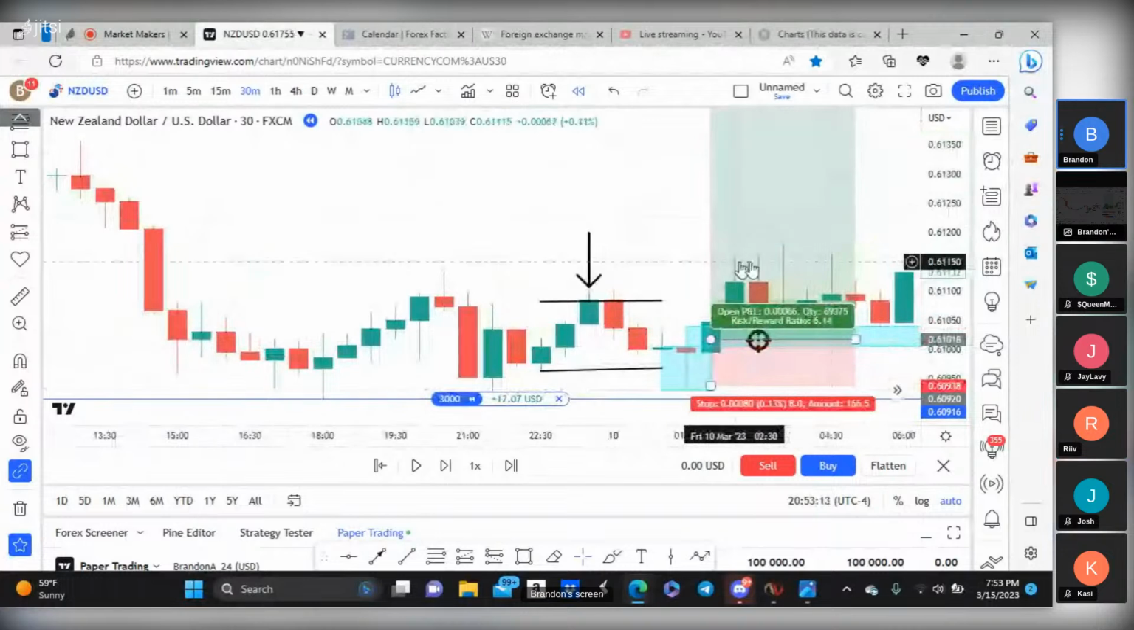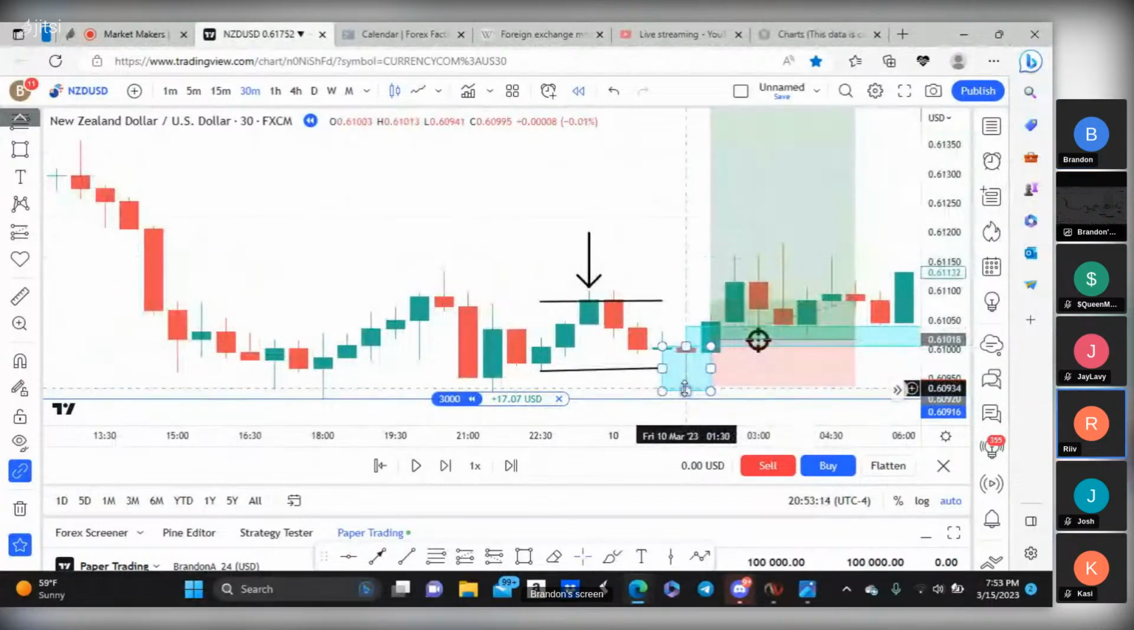No, go down right there. That's a spinning top. I would have bought right there. Because it went all the way down, it collected all the liquidity, and then it created a double bottom. So that's a bottom right there.